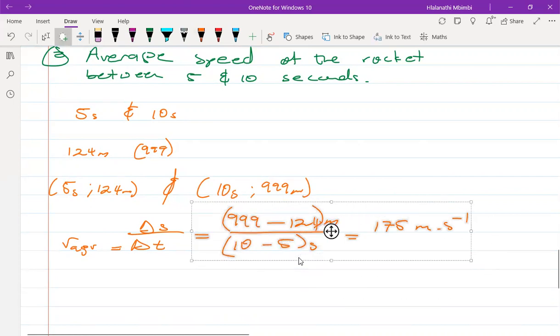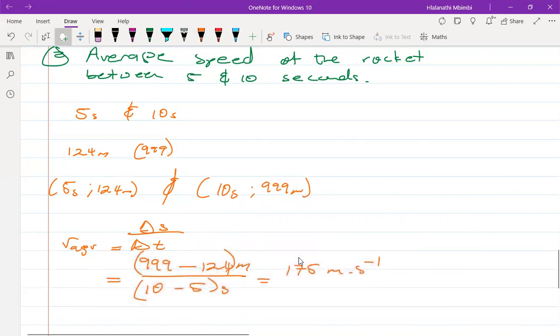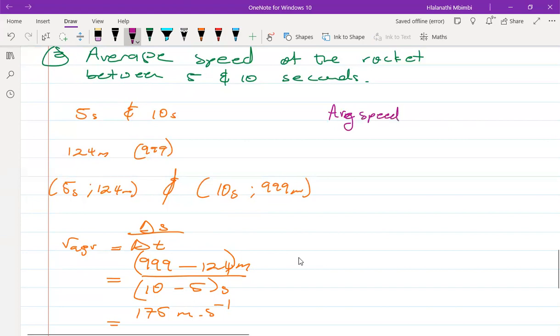That's one way where you actually understand what you're doing. Or you can do it a bit differently. You can just say that my average speed will be equal to S(10) minus S(5) over 10 minus 5. It's pretty much the same thing, but this one follows the idea of f of x plus h minus f of x.